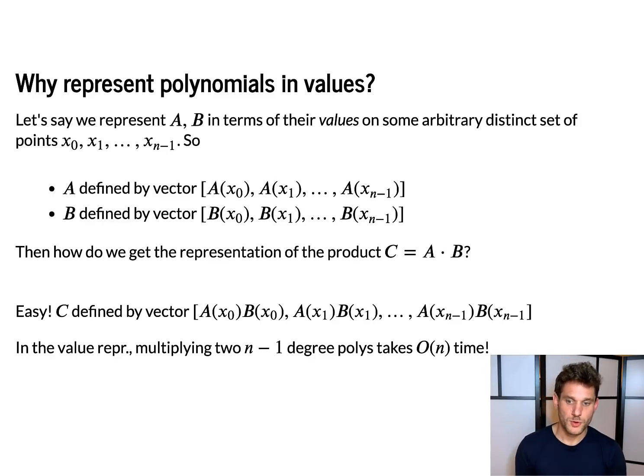So what you'll notice here is that to compute the C in terms of its value representation, I only needed O of n time. I just had to do O of n multiplications. Assume for now that these multiplications take O of 1 time. So I had to do n minus 1 of these multiplications. That's an O of n time algorithm, which is great. I went from an O of n squared algorithm to an O of n algorithm for multiplying 2 polynomials. But the thing is that I needed these polynomials to be represented in terms of their value representation.